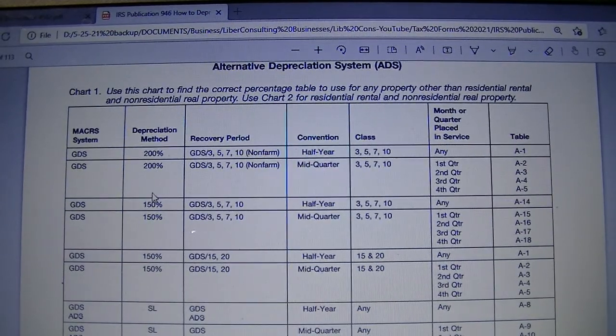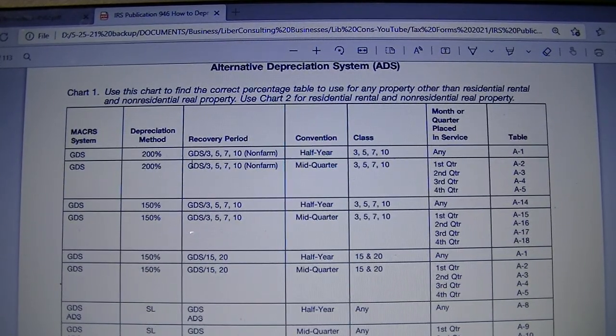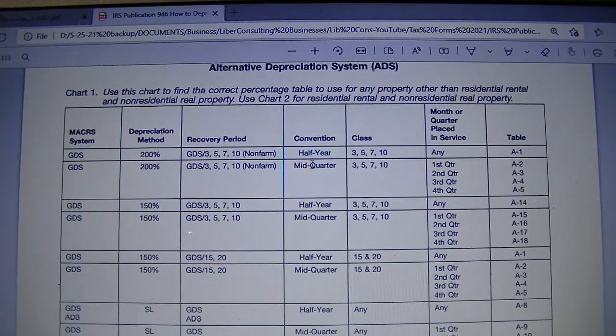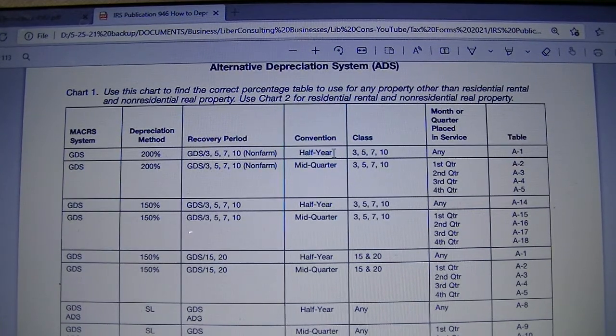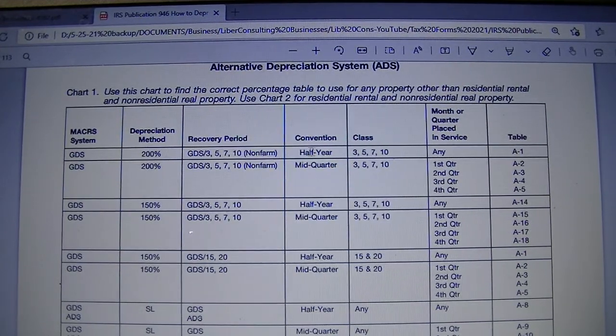So now you have options. Knowing those facts, you have options. Are you going to use depreciation method 200%? Under that, you have all those recovery period type assets you can depreciate using the 200% depreciation method. And we know that most of our assets were placed in service before last quarter. Therefore, we are now going to use mid-quarter. We are going to use half year.